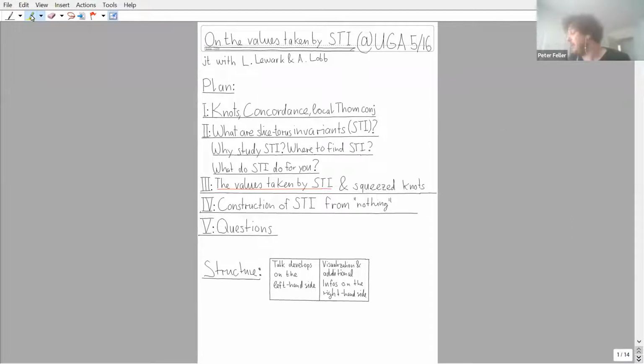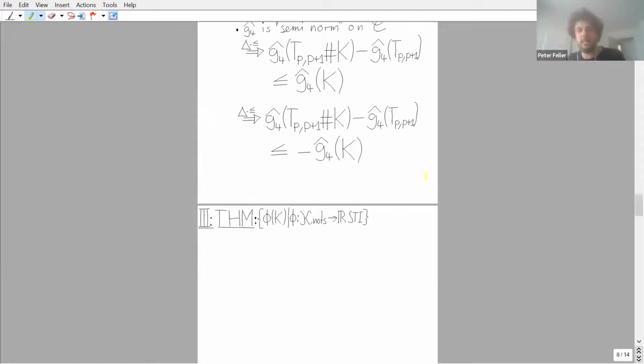This is about the values taken by the slice-torus invariants, and the talk is joint with collaborators Lewark and Lobb. Namely, I'll briefly talk about knots, concordance, and the local Thom conjecture, and then I'll dive in and tell you what slice-torus invariants are. I want to tell you why one should or could contemplate studying them. And I'm going to tell you what they do for you. And then I'm going to give you the main result of this talk, but it's certainly not the main result of the subject or the reason why we started studying. And this is more related to what we call squeeze knots.